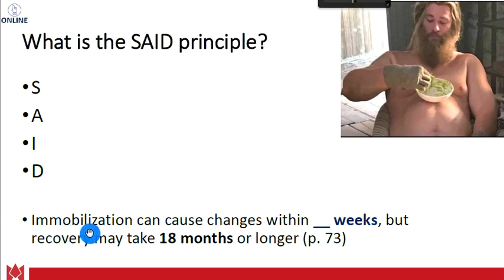But what do you think about the answer for this one? Immobilization could cause changes within blank weeks, but recovery may take 18 months or longer. For this, it's going to vary on the tissue and the individual, but within a few weeks. The textbook also says that ligaments and tendons show a 50% decrease in tensile strength and stiffness after 8 weeks of immobilization. So after 8 weeks, you can have a 50% loss of strength. That's why wellness and continued activities are very important.